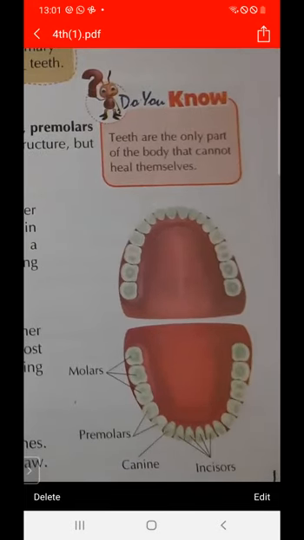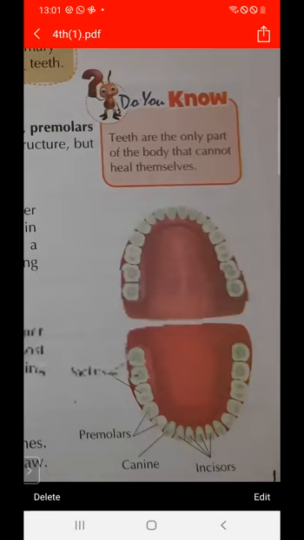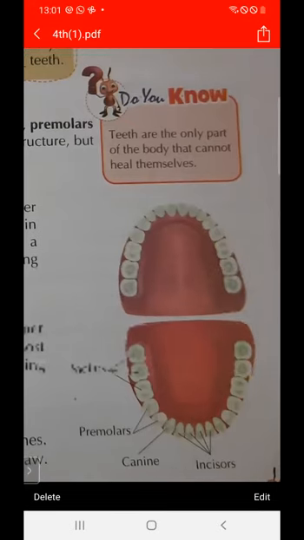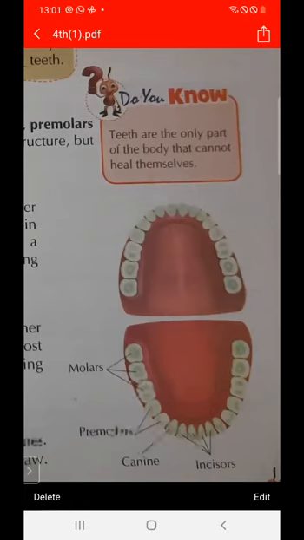So 4 in the upper jaw and 4 in the lower jaw. So they are 8 in number. Incisors are 8, canines are 4, premolars are 8, and then molars. What are the molars? 3 on each side, which means 6 in the upper jaw and 6 in the lower jaw. So they are 12 in number.